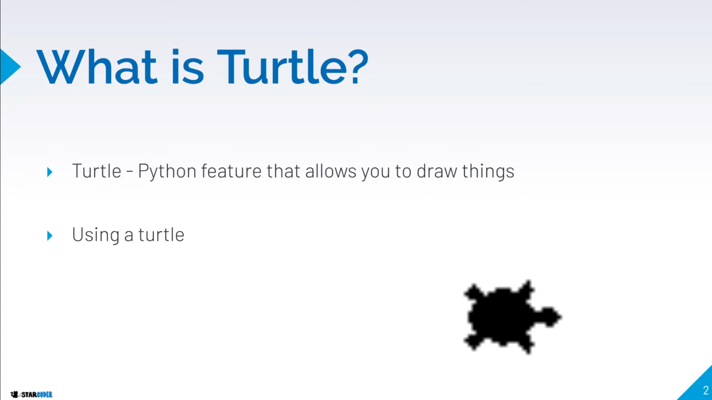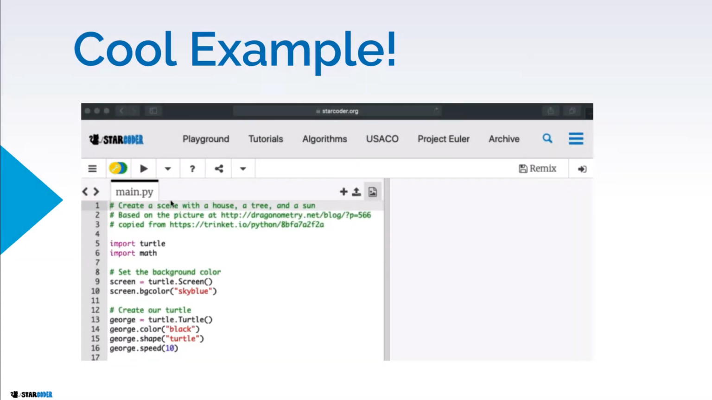Today we're going to be talking about a really cool side aspect of Python called Turtle. All of the Python we've been working in so far has been text-based, but with Turtle we can draw cool things through actual lines and shapes that are 2D instead of 1D.